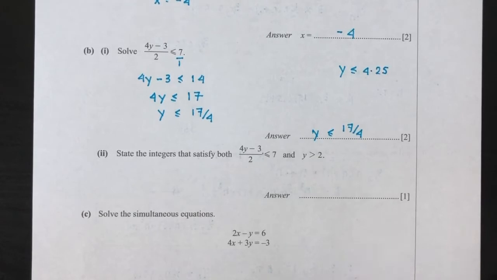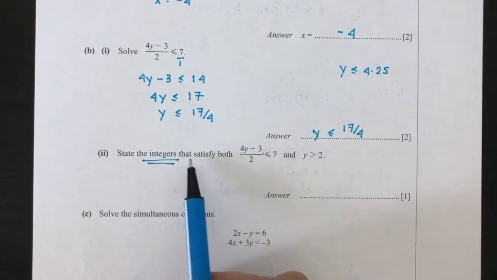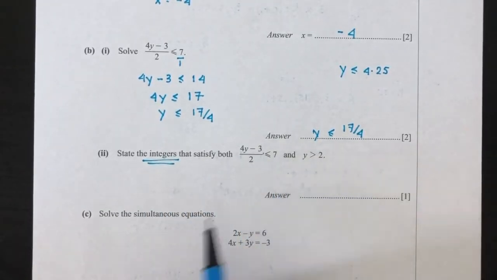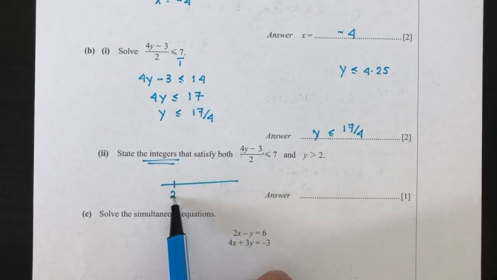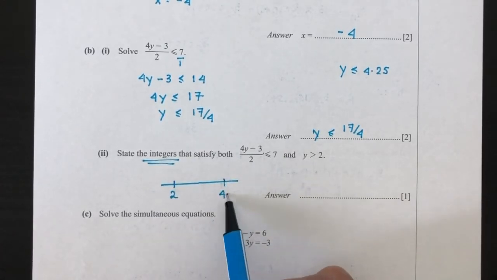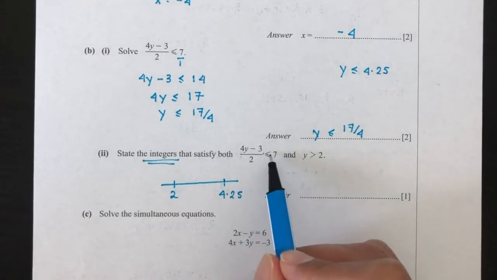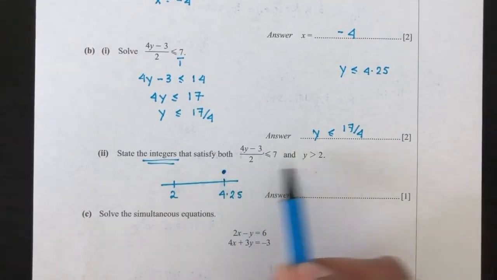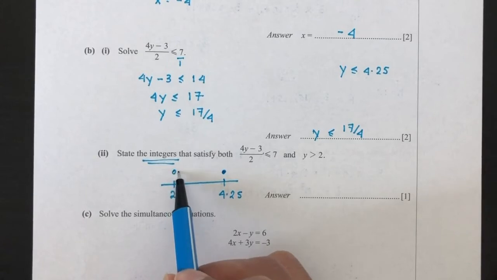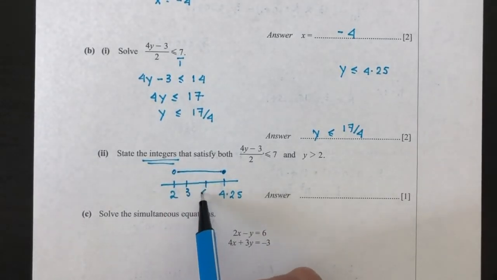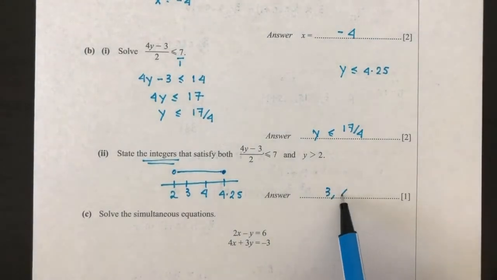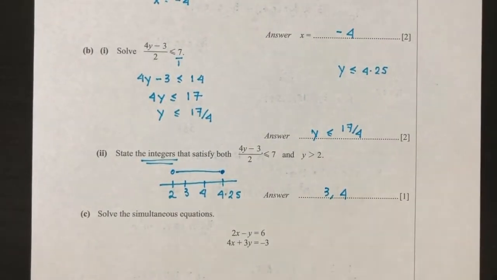Now question part 2. State the integers that will satisfy this and this. So y is more than 2. 2 will be here, and 4.25. Here we have an equal sign, and here we don't have an equal sign. So the integers in between will be 3 and 4. So your answer is 3, 4 inside this range.